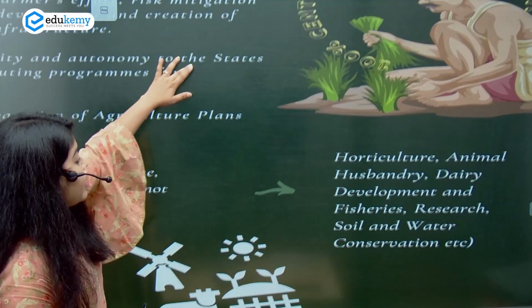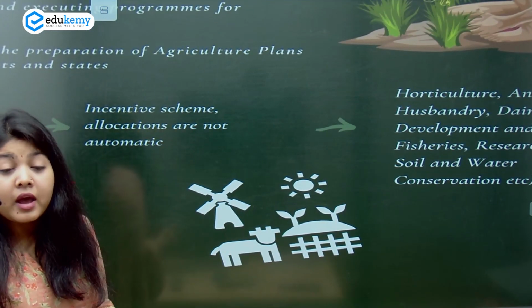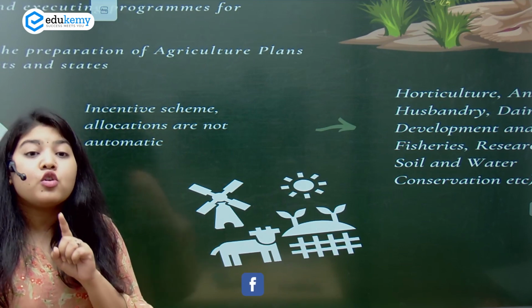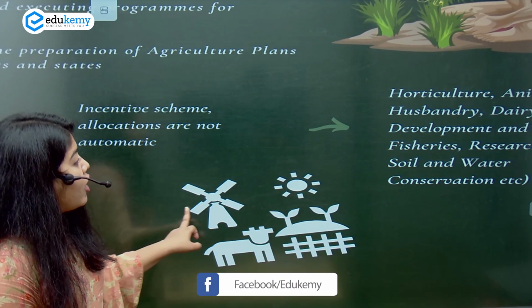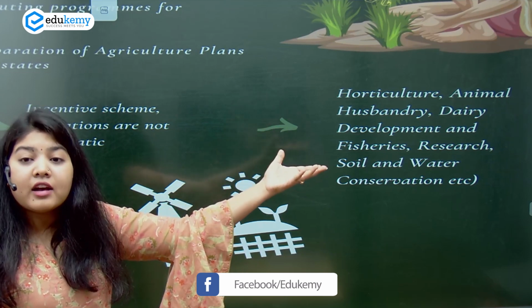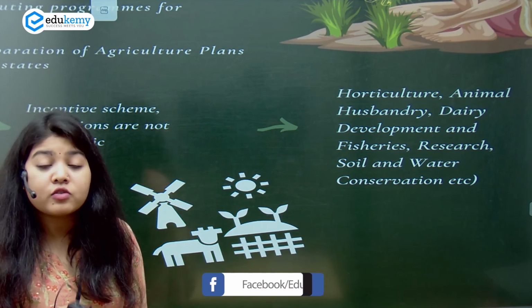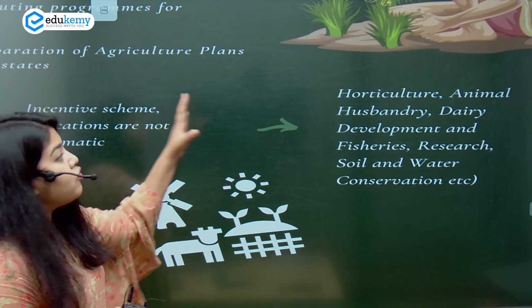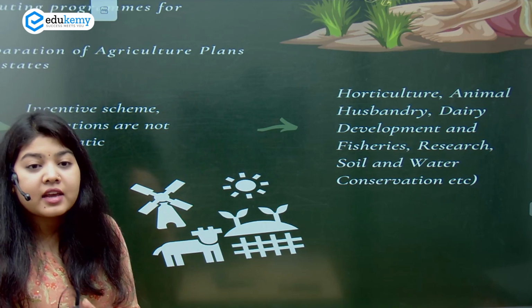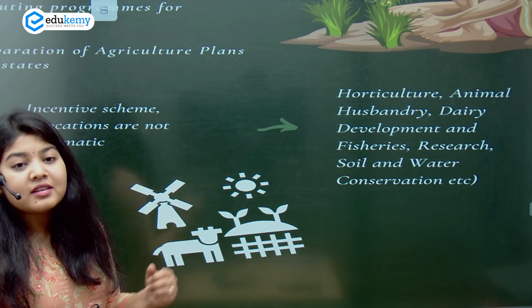Now, two more things that you need to know here is that it is an incentive scheme, and the allocations here are not automatic, and all the allied activities such as horticulture, animal husbandry, dairy development, fisheries, research, soil and water conservation, all such things are involved within the scheme, and the center provides grants to different states based on their performance in these areas.